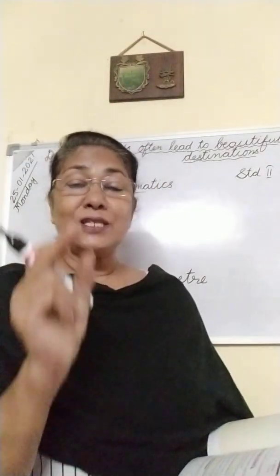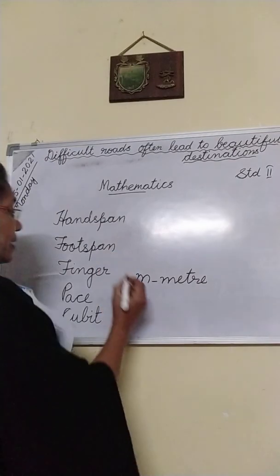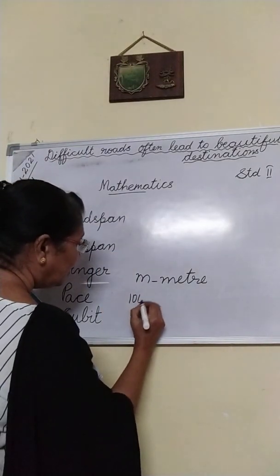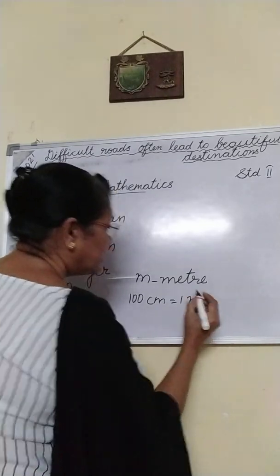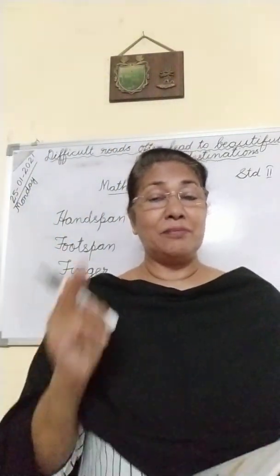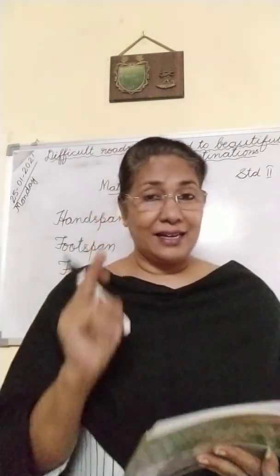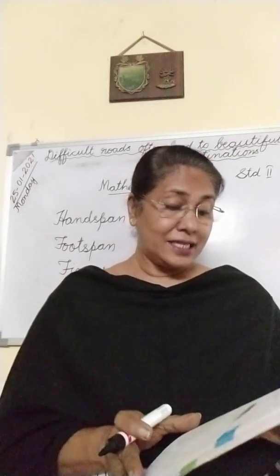100 centimeters make 1 meter. Keep that in mind. 100 centimeters equal to 1 meter. That means 1 meter is 100 centimeters.